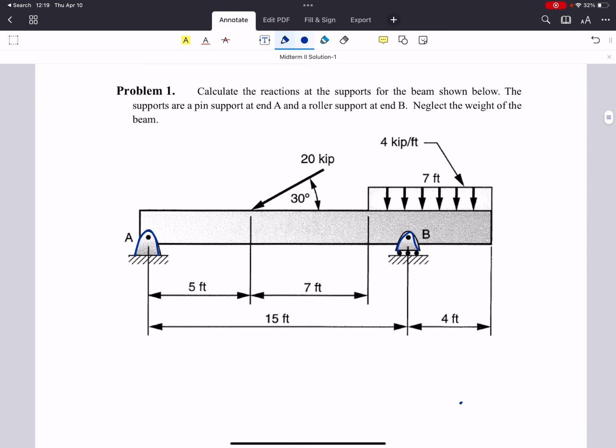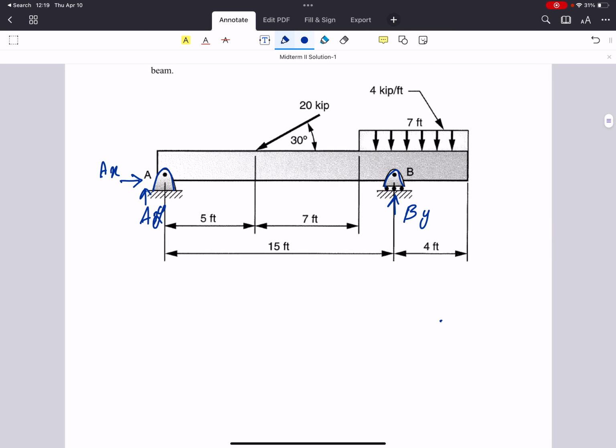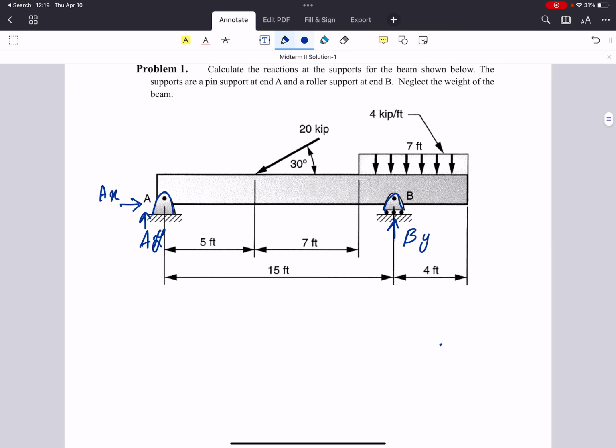In order to find the support reactions, this one is going to have two forces, AY and AX. This one is going to be BY. Let's draw the free body diagram. So the free body diagram is going to look like this.